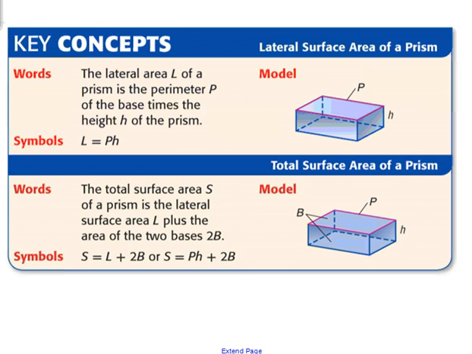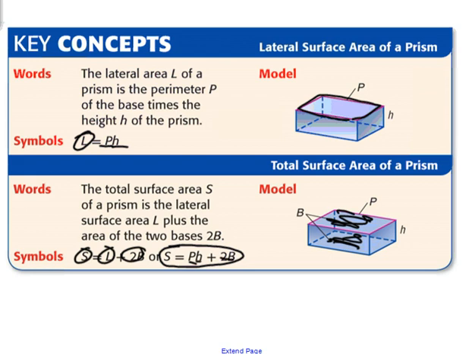Lateral surface area is defined to be the perimeter times the height. The perimeter here is the distance around the outside of this rectangle, and then times the height. That will give me the lateral surface area. Then the total surface area is the lateral surface area plus the area of the two bases, the top and the bottom. So it's perimeter times height plus 2 times the area of the base. Well, let's jump in and do an example.